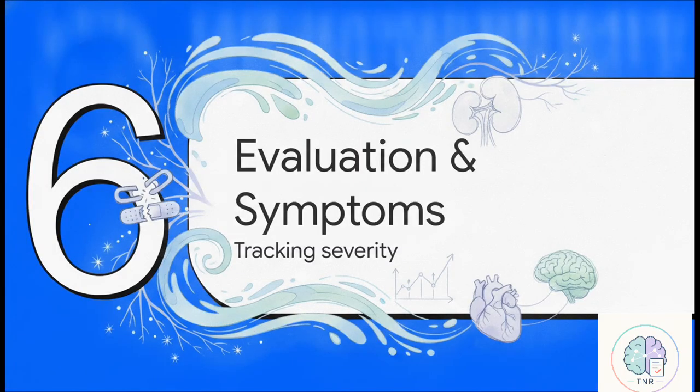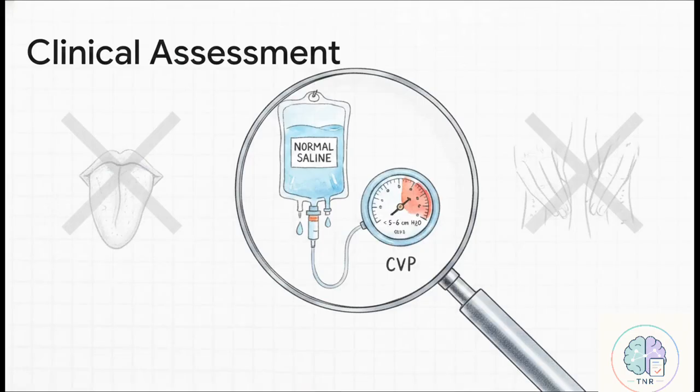All right, our final section, Section 6, Complete Evaluation and Symptoms. Because as we know, diagnosing the cause is really only half the battle. The medical literature is crystal clear on this. Standard clinical signs, things like dry mucous membranes or skin turgor, just aren't reliable enough. They're totally insensitive. Instead, you need to rely on objective measures.